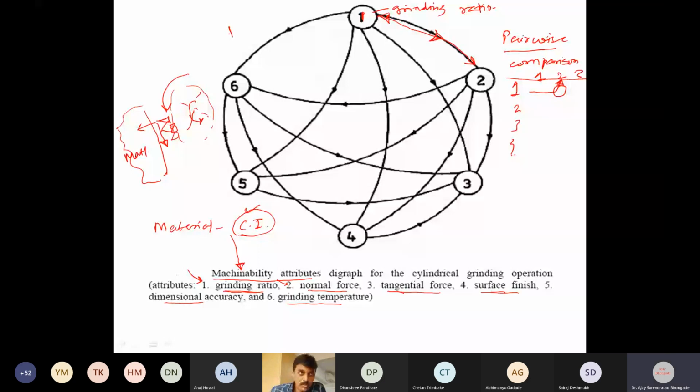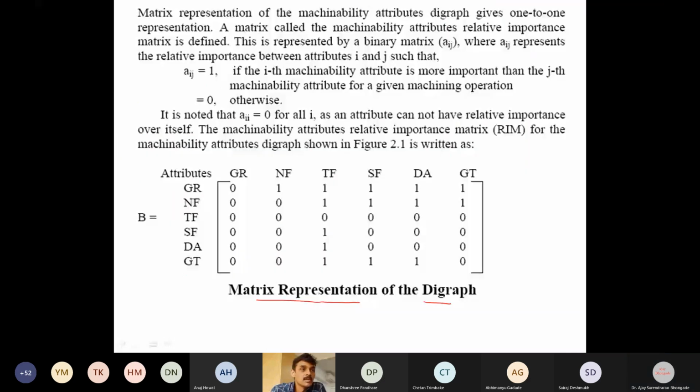And when I show it with the matrix representation, that is called a matrix. So generally, the word which is used is GTMA, that is, graph theory and matrix approach. Right. First of all, we make a graph and then we make it as a matrix of that.